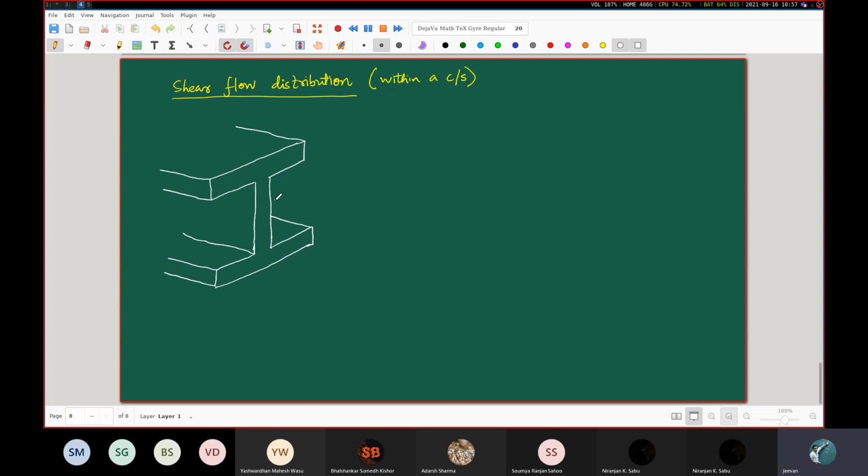So something like that. Now, let me also set up my coordinate axis. Okay, that's better. This is X, this is Y, and this here is our Z.